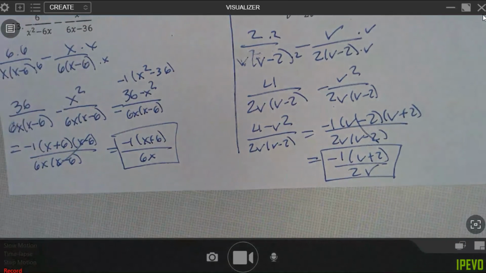Okay. I think we've done enough examples. If you need to see more examples, you can get the notes from your friends.